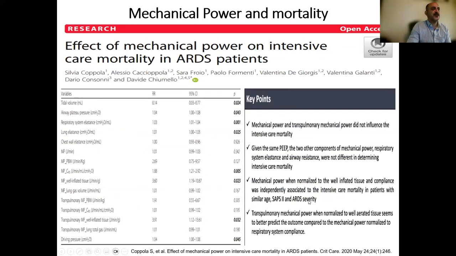Again, another study is this by Coppola, and there is a plethora of studies right now on mechanical power. Almost each month, more studies come about mechanical power.